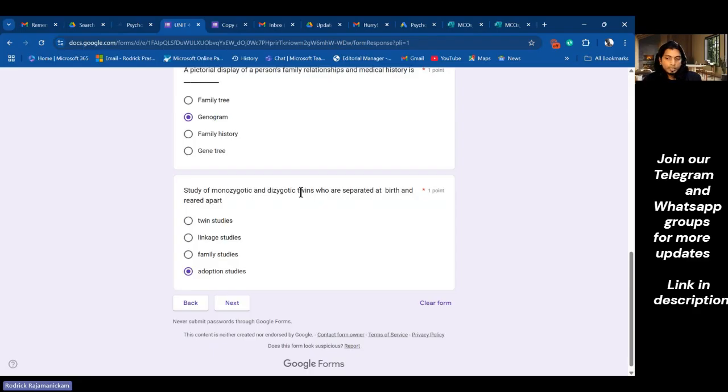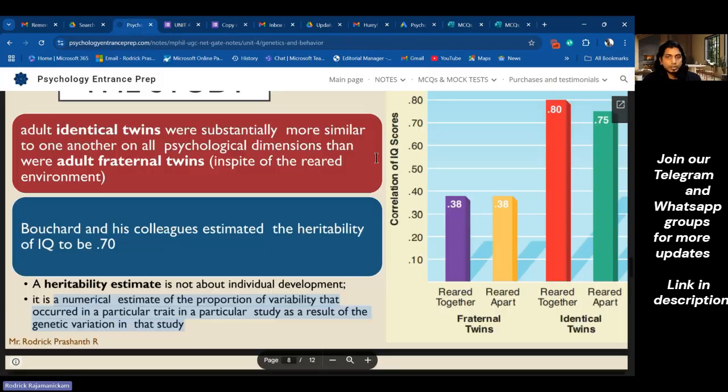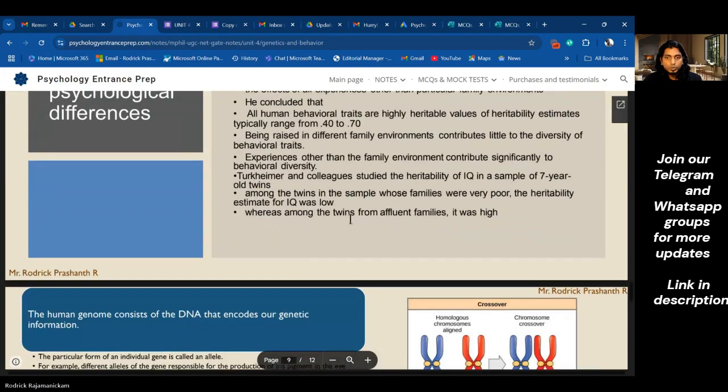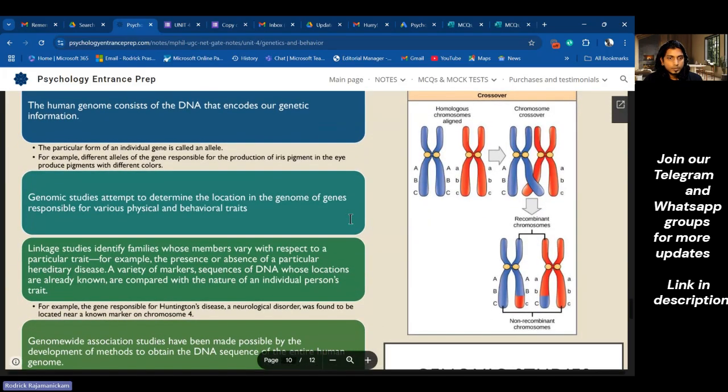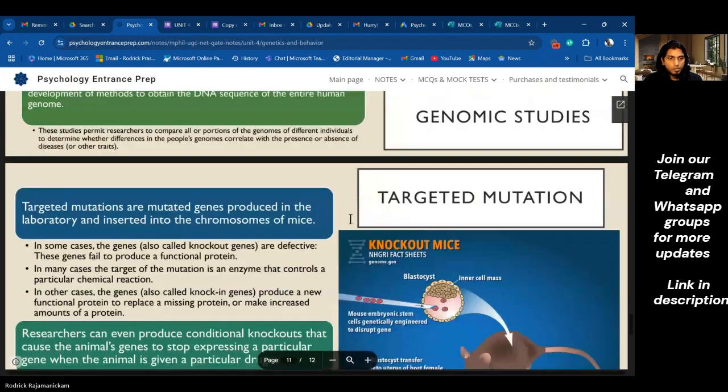So how do they compare with each other? So linkage studies is about, how do you say it? It's about the amount of chromosomes that get linked to it and then leads to expression. That is not related to twin studies. There should be somewhere here, linkage studies.